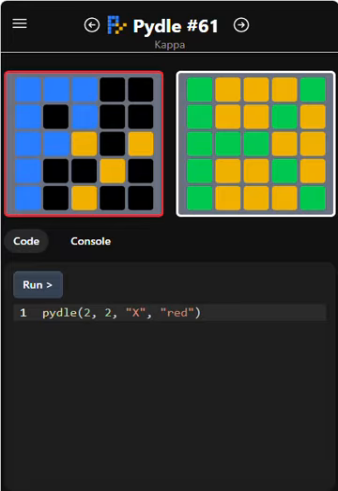Okay, so yesterday's Pydle was the Greek kappa letter. So let's use Cartesian coordinates. You can see those diagonals are going to have the property of x equals y or x equals minus y, and then there's a bit of symmetry going on there.